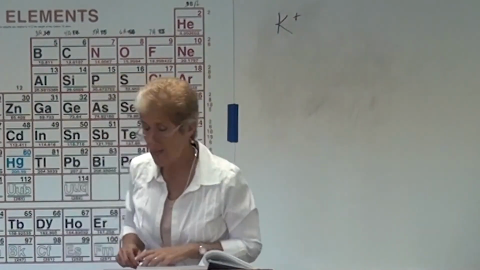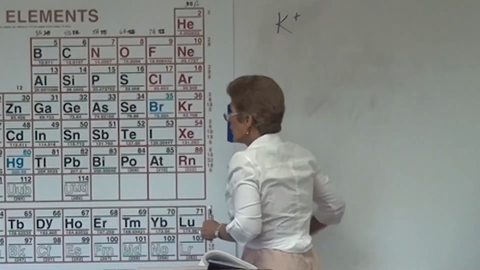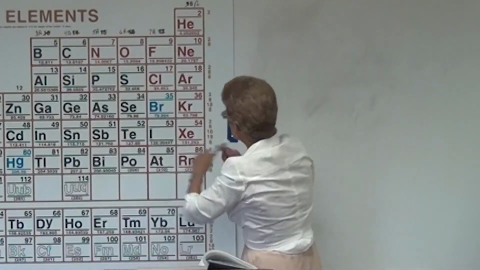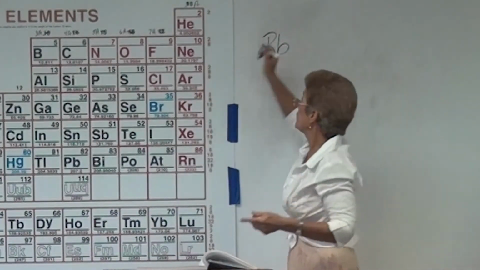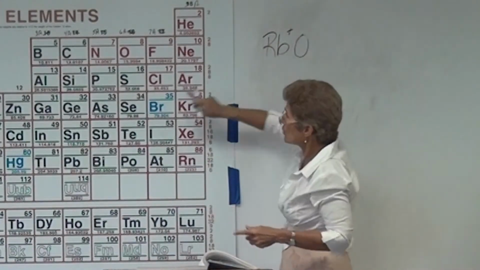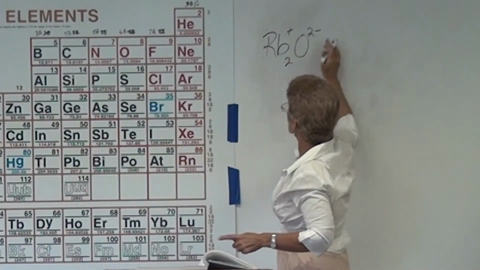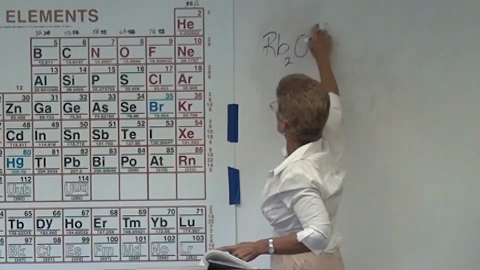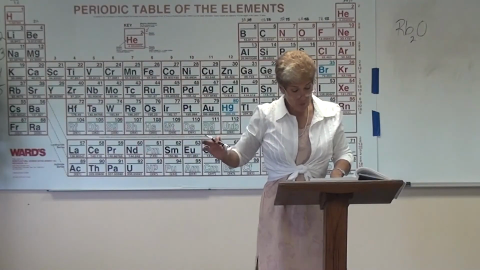Okay, so we have rubidium and oxygen. Once again, rubidium is 5. You see it down there? And it's in group 1 on the 5th level. So what's its charge going to be? +1. What about oxygen? What's its charge going to be? -2. So we're going to flip-flop. This comes down here, and that is going to be rubidium oxide. Okay, you got to be able to do this like forever.